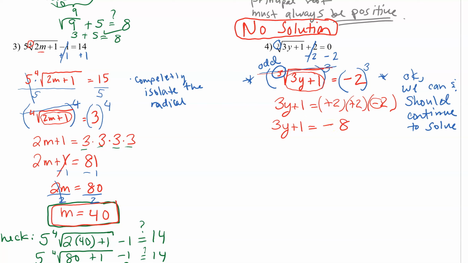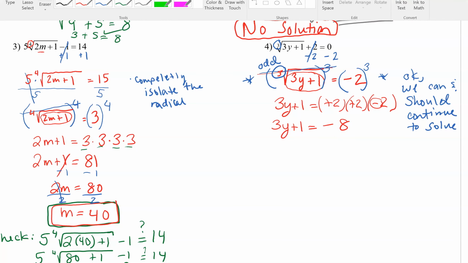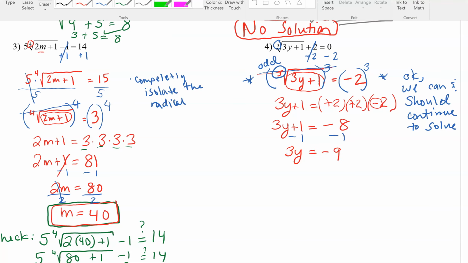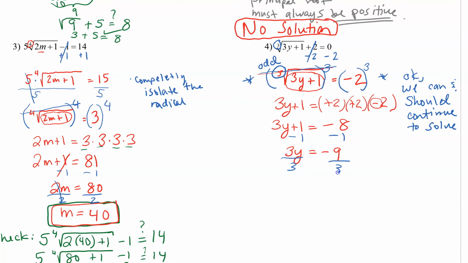The negative stays. So that's why odd roots are fine, because if you cube a negative, the result is negative. Therefore, you can cube root a negative and get a negative result. So we can basically just solve from here. I'm going to subtract 1 from both sides to isolate my variable y. I get negative 9, and then I will divide by 3. And I get y equals negative 3.